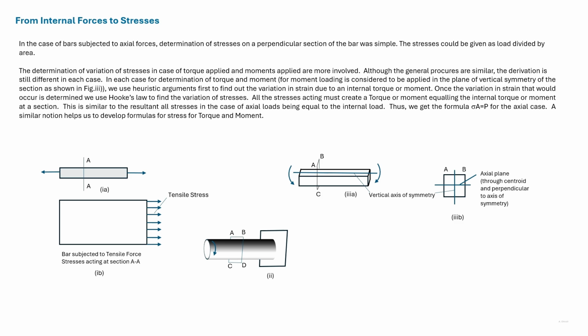To start with, we find the variation of strains using heuristic arguments. Once the variation of strains is settled, we use Hooke's law to find out the variation of stresses. These stresses would make up the internal torque or moment, and formulas are obtained for the torque and moment with the stresses. These formulas are equivalent to the simple formula sigma A is equal to P in the axial case.